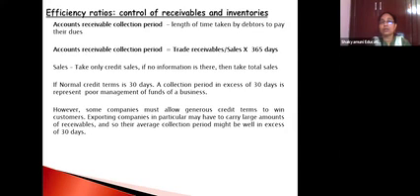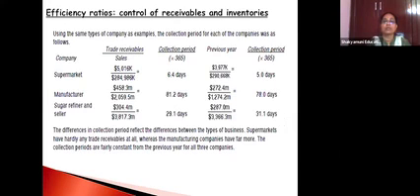This is called debtors collection period. So we have an example here. Look at, we have three different types of companies. One is a supermarket, another is a manufacturer, and the other is a sugar seller. For a supermarket, the collection period is 6.4 days because a supermarket sells only on a cash basis. Very little debtors will be there, right?